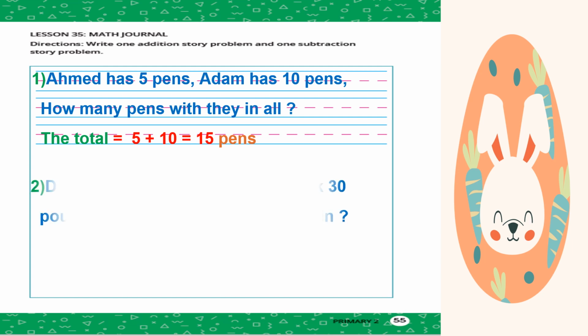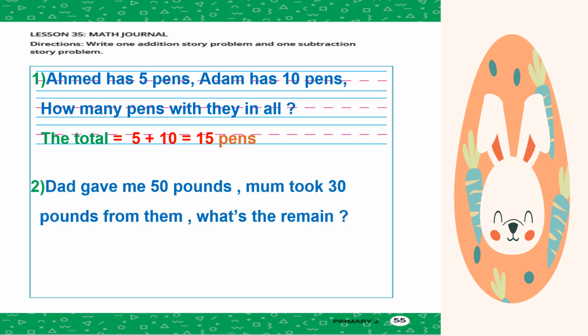Second story problem. Dad gave me 50 pounds. Mom took 30 pounds from them. What is the remainder? The remainder means subtraction. So the remainder: 50 minus 30 equals 20 pounds.